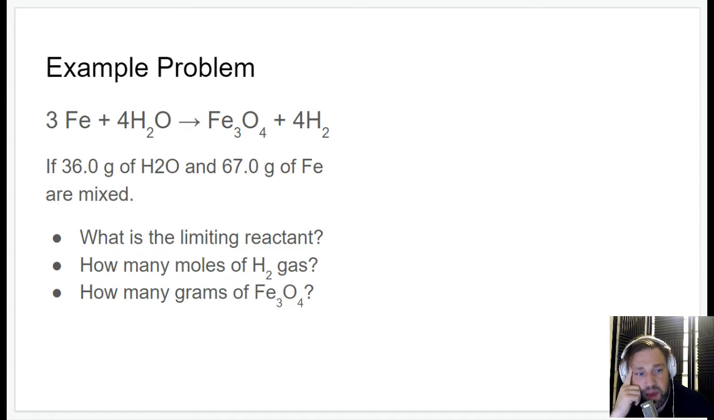So in this problem, we have iron plus water goes to iron oxide and hydrogen gas. All right, great. So here we have 36 grams of H2O and 67 grams of iron, and they're mixed together. Then we want to know what's the limiting reactant, how many moles of hydrogen gas is produced, and how much iron oxide is produced. All right, so how do we go about this? How do we know which one of these is going to run out first? Are we going to run out of water first, or are we going to run out of the iron first? How do we know this?